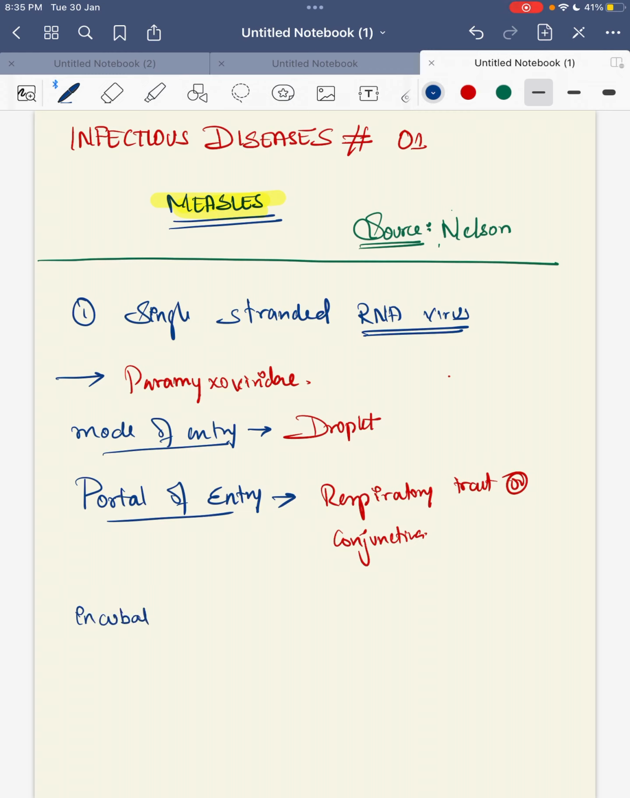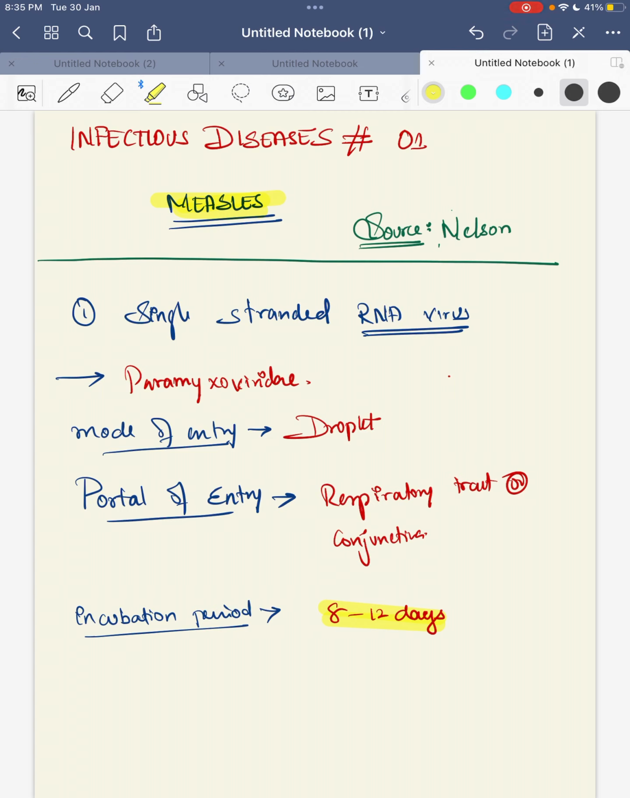Next, what is the incubation period? Its incubation period is between 8 to 12 days. In a simple form, 8 to 12 days should be remembered. It is mainly to be remembered for your 1 mark questions and MCQs for your NEET PG entrance.